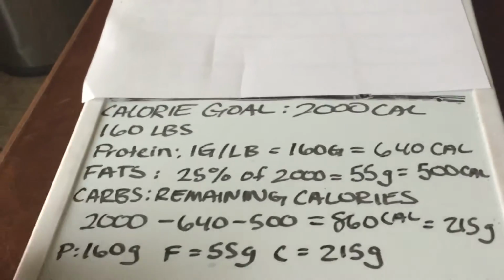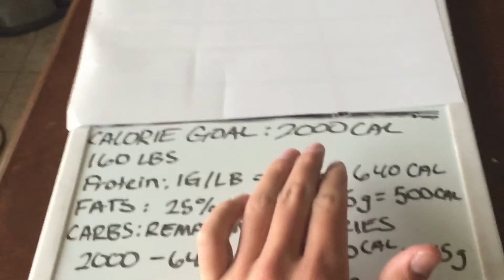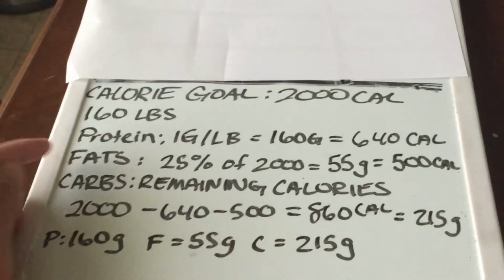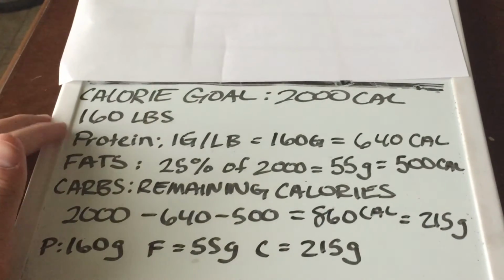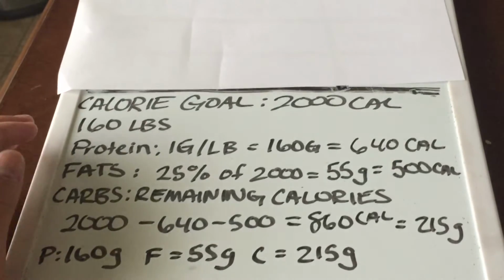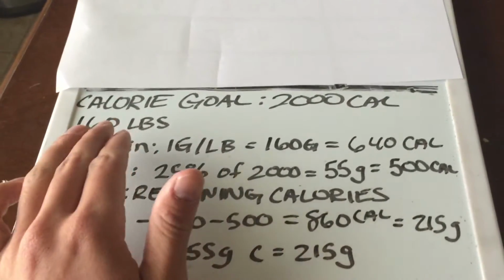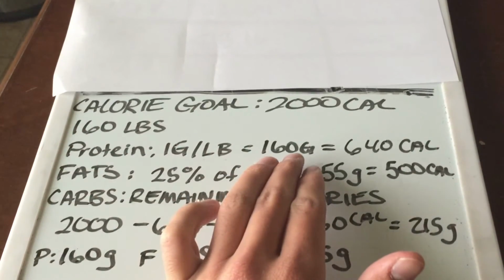Alright guys, here's another quick example. We have 2000 calories as our calorie goal, and let's say we're a 160 pound person. This is just an example. We're going to start out with our protein, and let's keep it simple and say 1 gram per pound of body weight. So 160 pounds means 160 grams of protein.